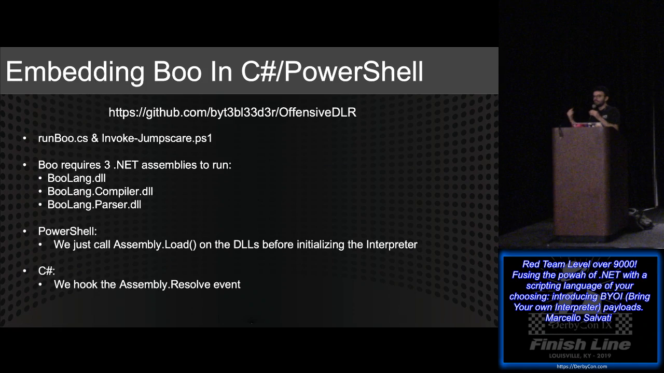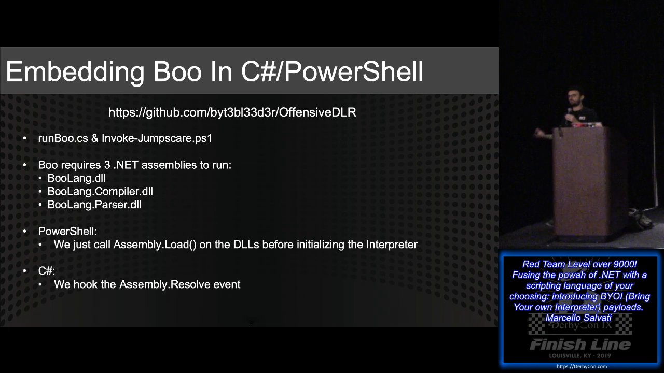So again, this code is hosted in Offensive DLR. There's runboo.cs, which is embedding Boolang in C#, and then there's Invoke-JumpScare, which embeds Boolang within PowerShell, which is the one I'm going to be showing you here. It requires three .NET assemblies to run, which is even better than IronPython. And also, it compiles straight to memory.